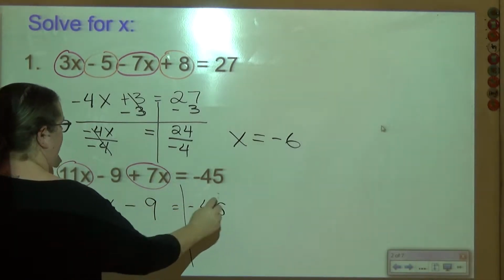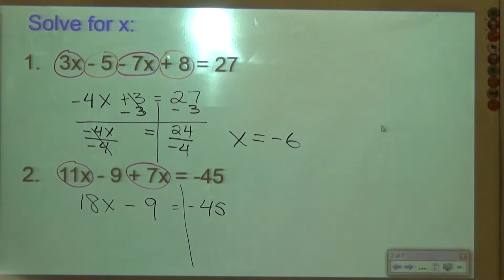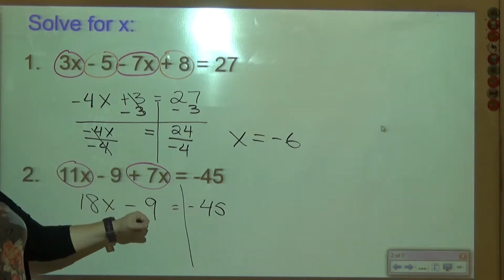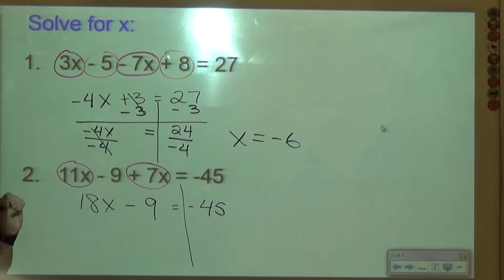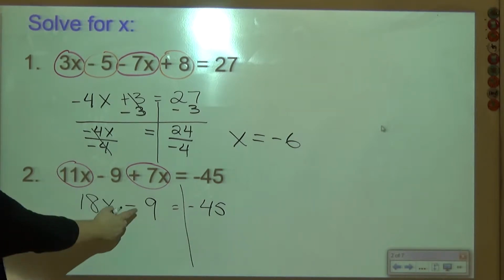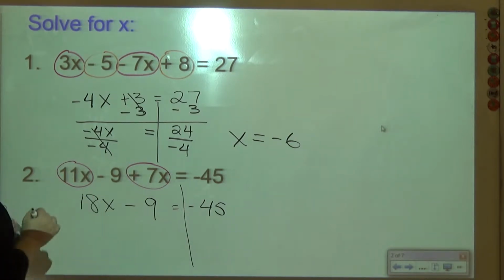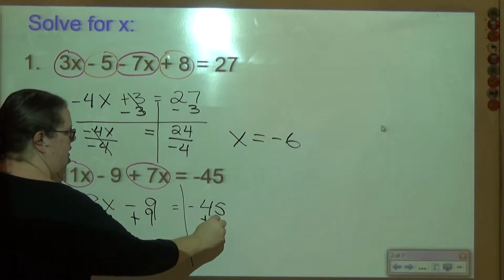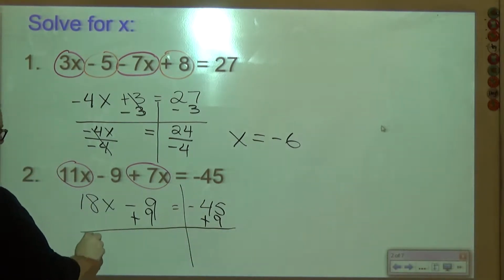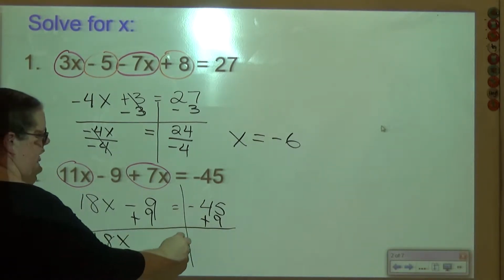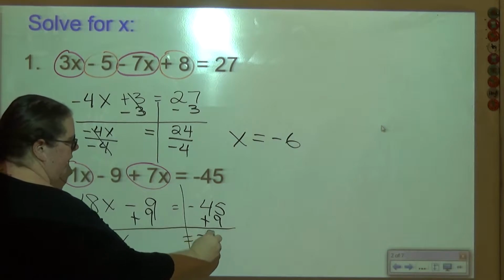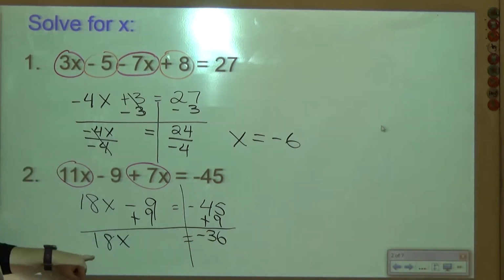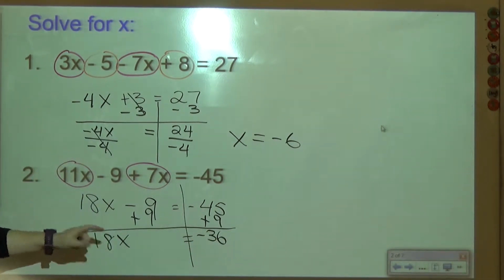But x is tired, wants to go to bed. Who leaves your party first? Your acquaintances, the people who are not super attached to you. So we have to move that 9. Since it's minus 9, we do the opposite, or the inverse. Add 9 to both sides. 18x equals negative 36.